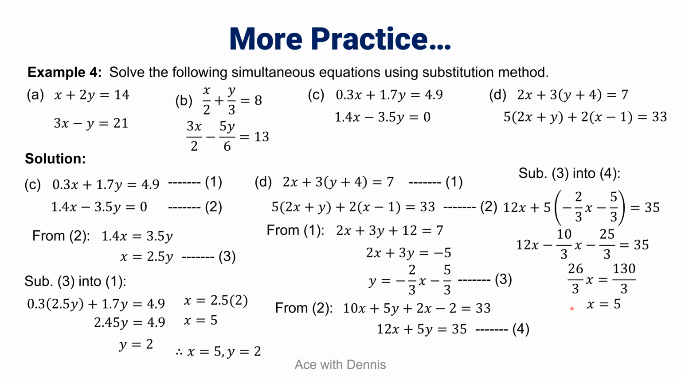Okay, so once I find the x value, I can solve for the y value. Substitute x to be 5. The equation becomes negative 2 over 3 times 5 minus 5 over 3. So calculate everything, I will get negative 5 for y. Hence, the solution for D will be x equals 5 and y equals negative 5.